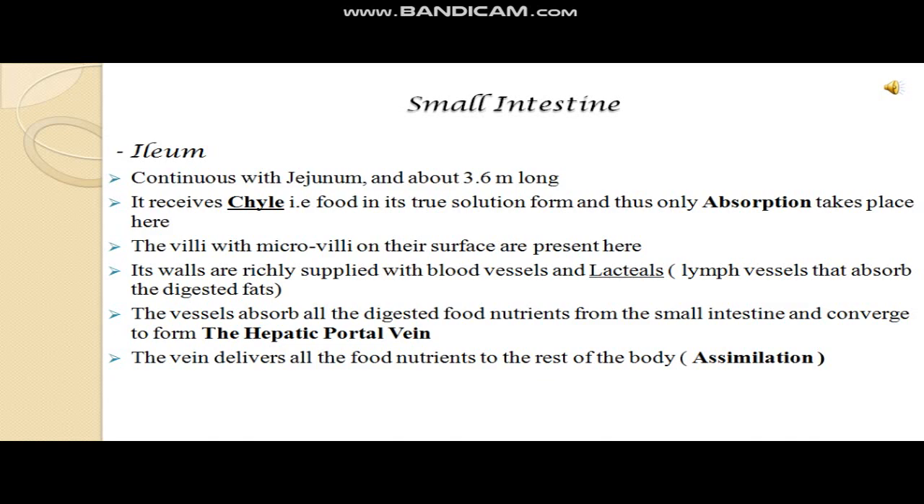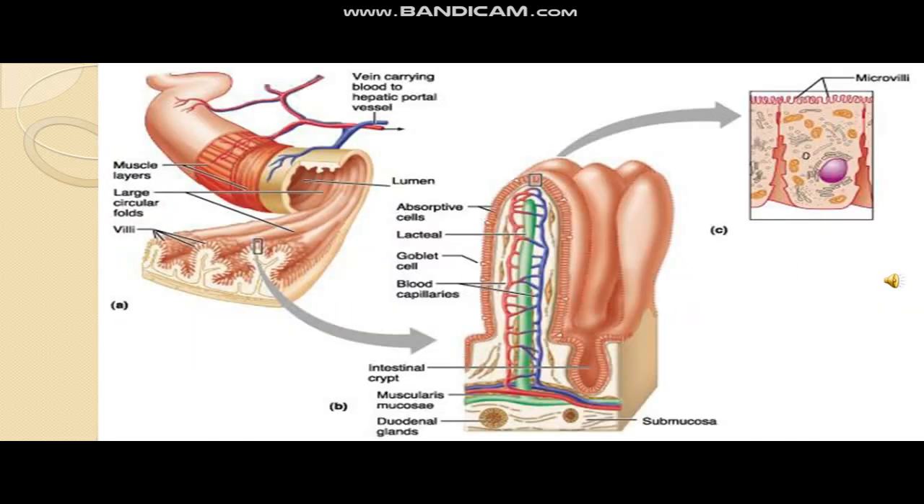The vessels that absorb nutrients then converge together to form the hepatic portal vein and distribute them into the body for use. This process is called, as we studied before, assimilation. This diagram explains each structure present in the walls of ileum related specifically to its function in detail.